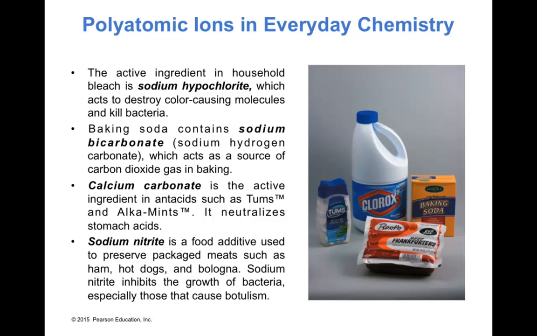Sodium nitrite is another example of a polyatomic ion that we are exposed to on a daily basis. It is a food additive used to preserve packaged meats such as ham, hot dogs, and bologna. Sodium nitrite inhibits the growth of bacteria, especially those that cause botulism. So that's why some of these polyatomic ions are really important, because we are being exposed to them on a daily basis.